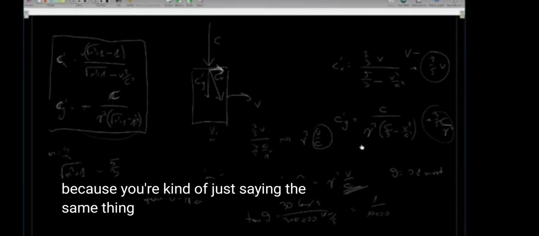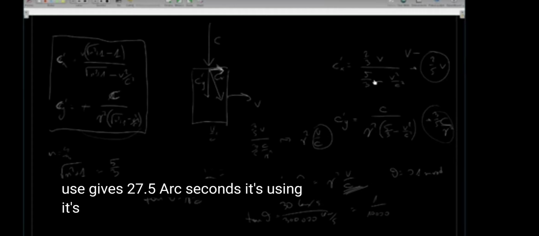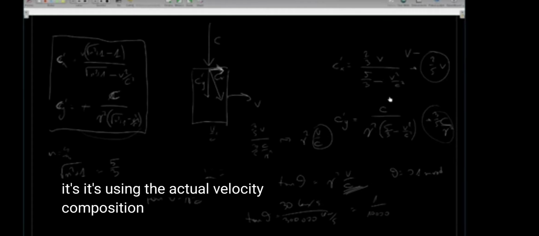And this is the last time I'm going to repeat it before we wrap up, because you're kind of just saying the same thing over and over again. The formula on Wikipedia that they use gives 27.5 arc seconds. It does, because it's using the actual velocity composition. What you're doing is transposing.